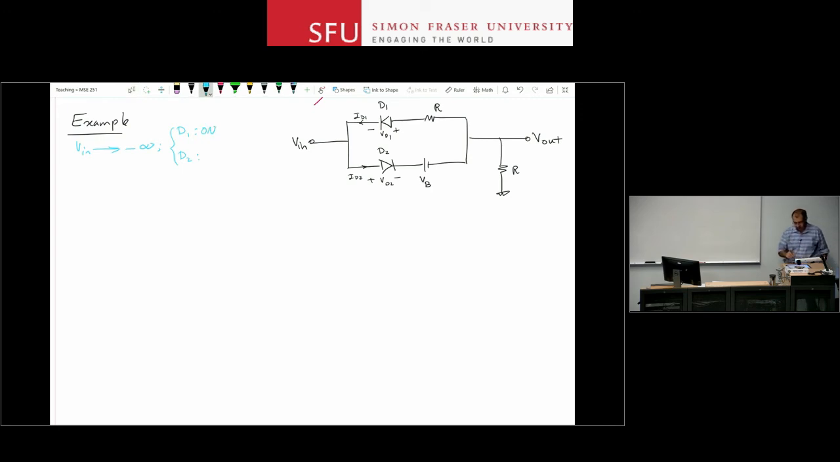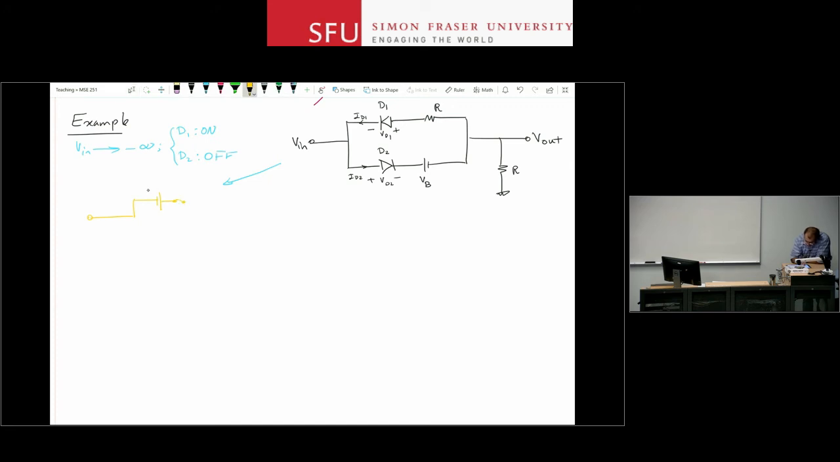And for a large negative voltage, D2 likely cannot be on, because if the current needs to flow this way, D2 will block it. So D2 off. This is my initial assumption, and I need to check it later. With that assumption, the circuit reduces to this. I'm using the constant voltage model, so let me put the short circuit for the turned on diode here.